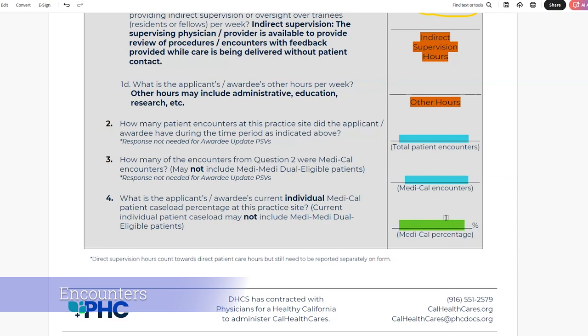For applicants and awardee reviews, this data serves as a verification for current caseload, and for awardee update PSV forms, the percentage helps to gauge whether awardees are on track with meeting program caseload requirements.